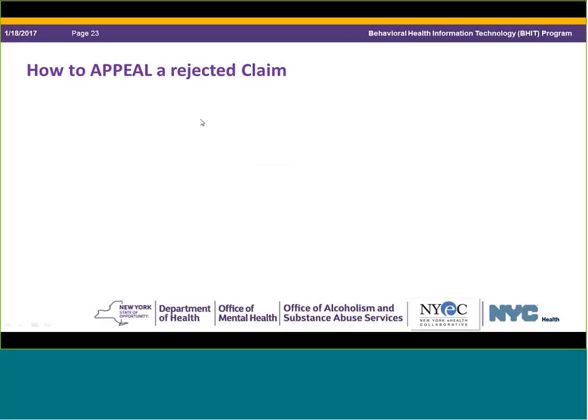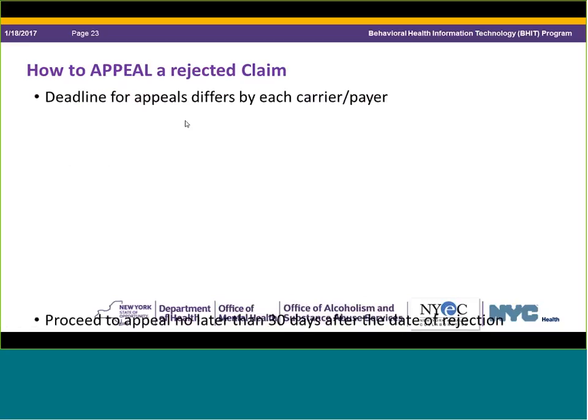So, if a claim is rejected, you can send an appeal indicating that you don't agree with the rejection and give information as to why you can justify why it should be paid. Deadline for appeals, it differs by each carrier. The general rule of thumb is from the date of the remit or the EOB, generally within 30 days you have to file an appeal.